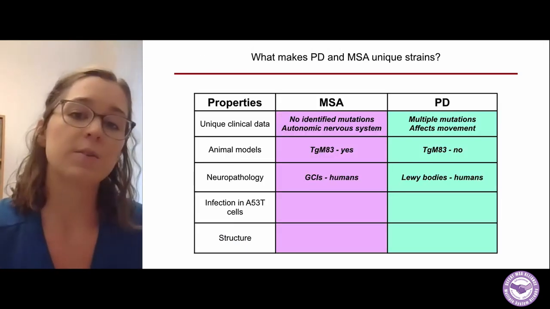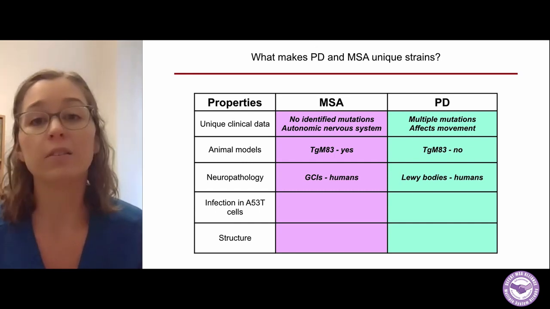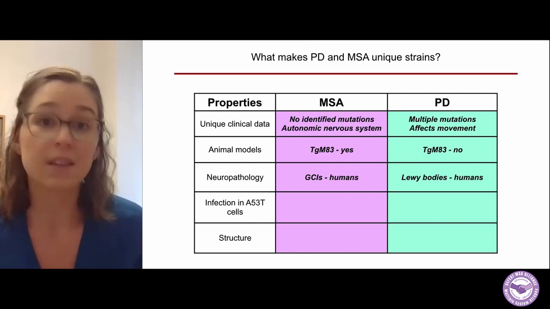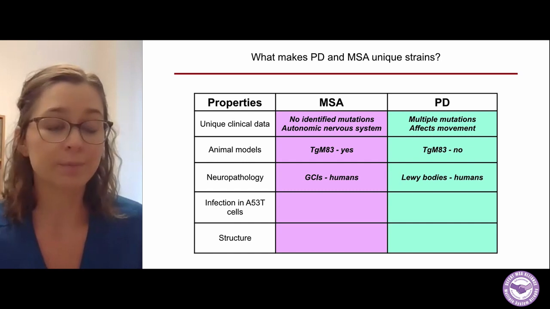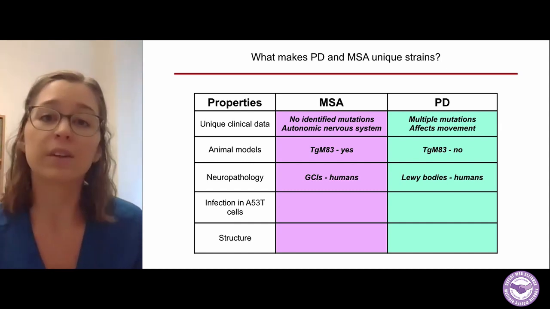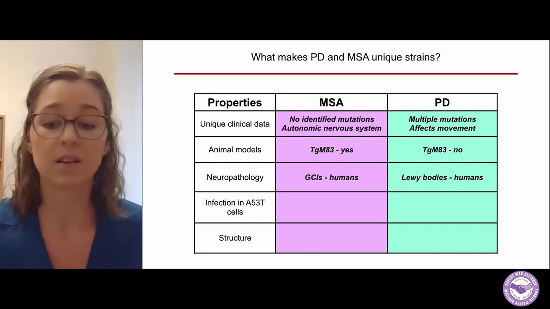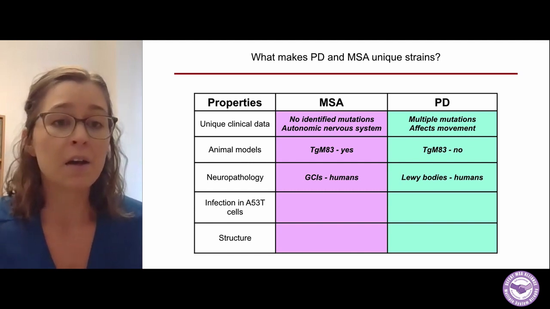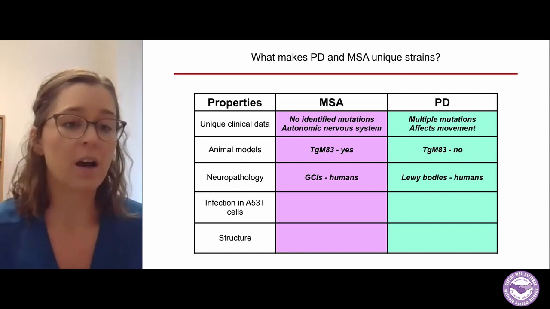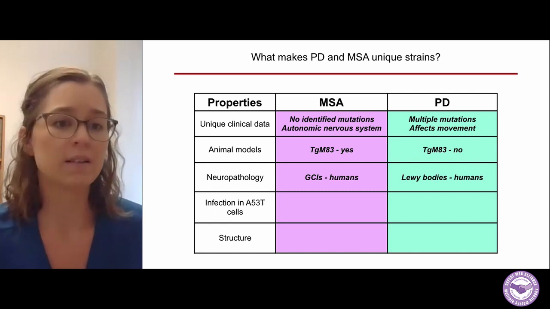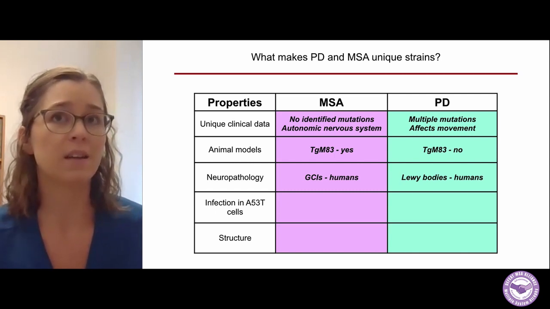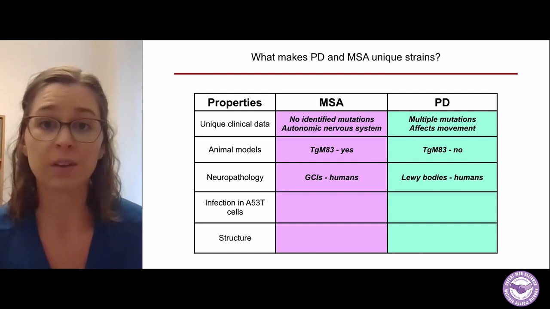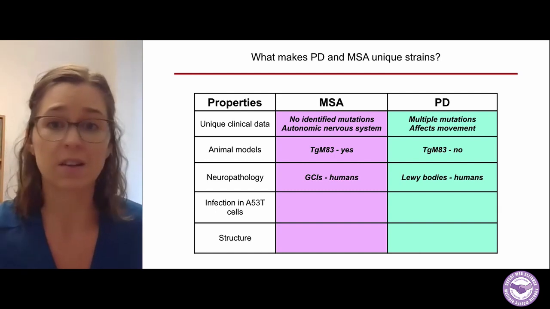So going back to our table, we now have an animal model that we can use to study MSA moving forward. But animal models take a really long time, sometimes, to get data at the end of the assay. So Dr. Woerman and her colleagues wanted to develop an assay where we could get data much more quickly, within a week, and use this to study strain behavior.